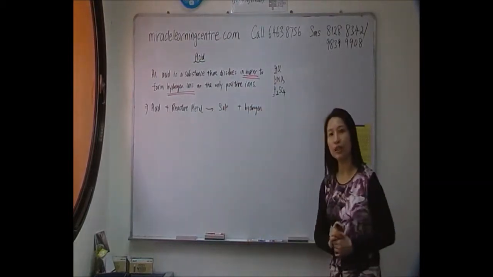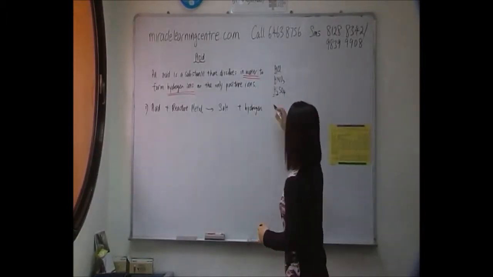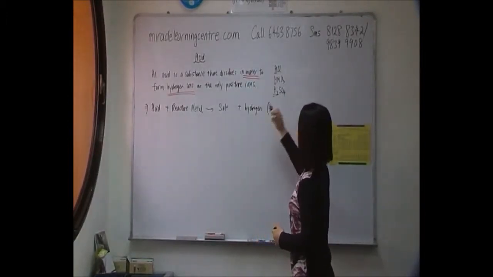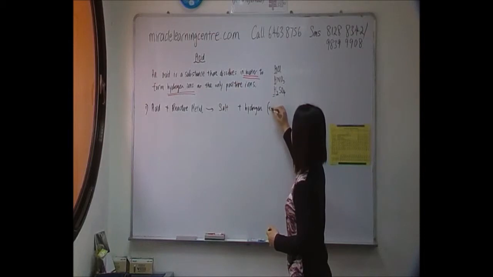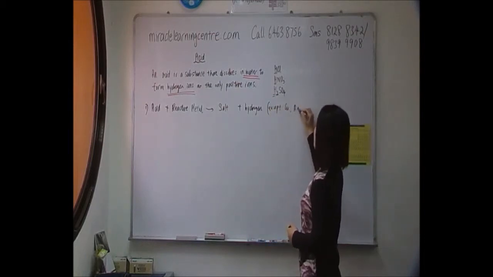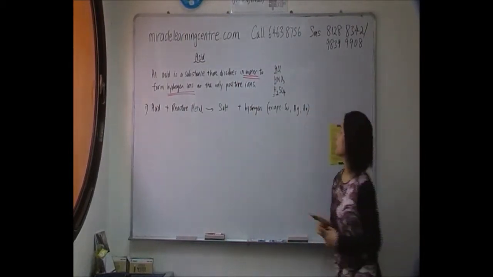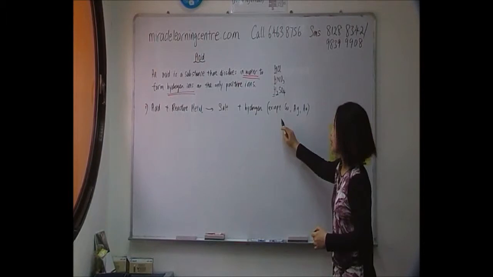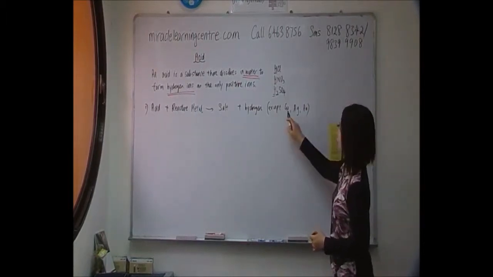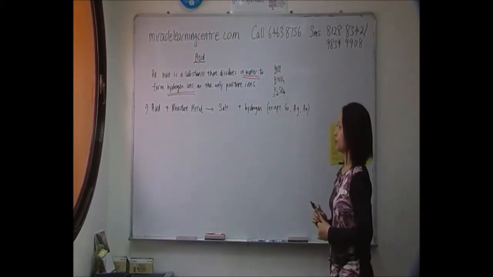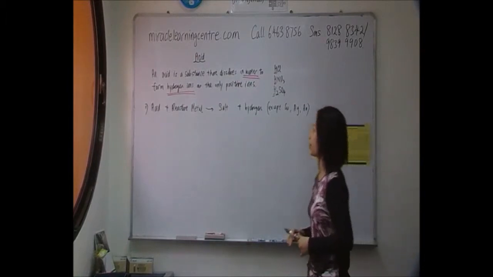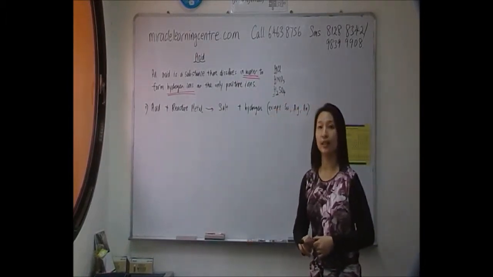We have not learned about metals. I'll just let you know the three metals that are not reactive and will not react with the dilute acid. They are copper, silver, and gold. So acid reacts with reactive metal to form salt and hydrogen.